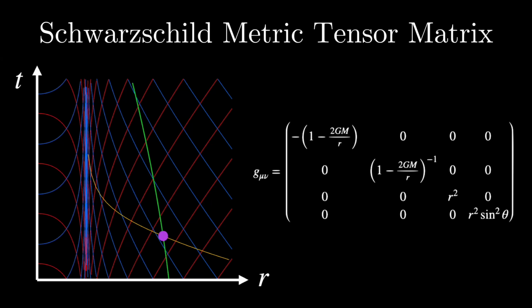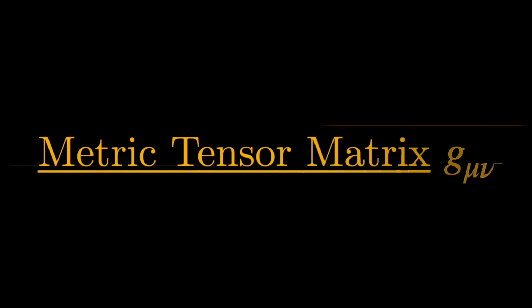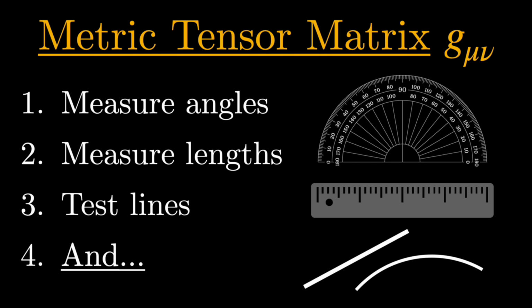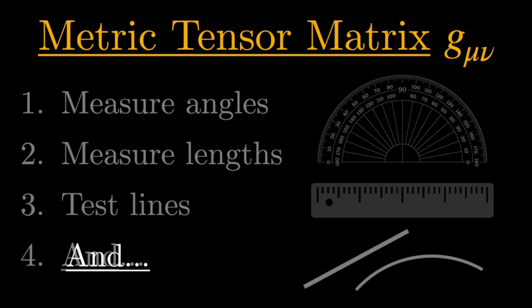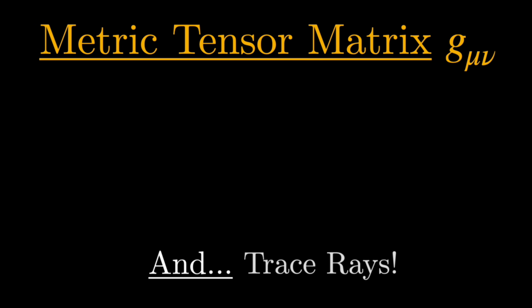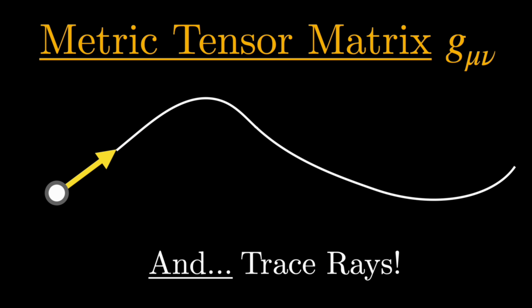Here's the one for our Schwarzschild one, and it's so powerful that it basically encodes everything there is to know about the geometry inside this coordinate chart. This is the tool that allows us to do things like measure angles or lengths, test which lines are actually straight versus curved, and perhaps most importantly for us, even how to draw a straight line given a starting position and direction, which is exactly what we'll need for the ray tracing here.